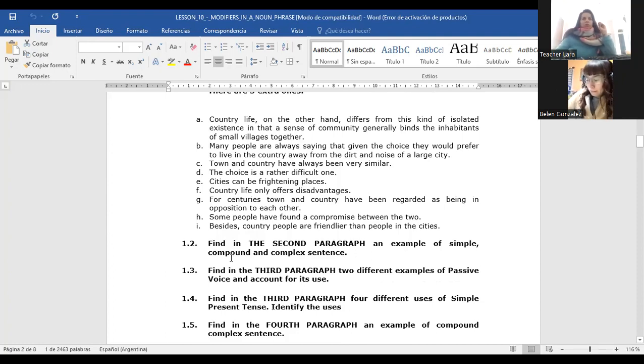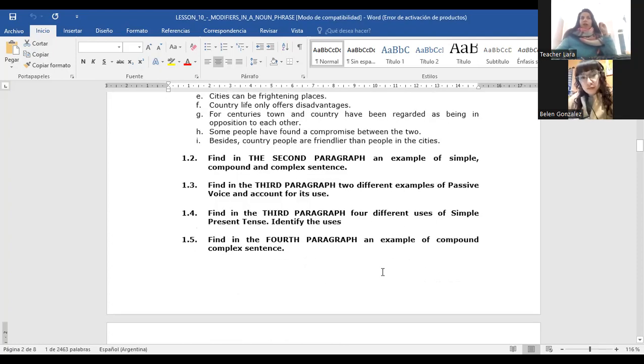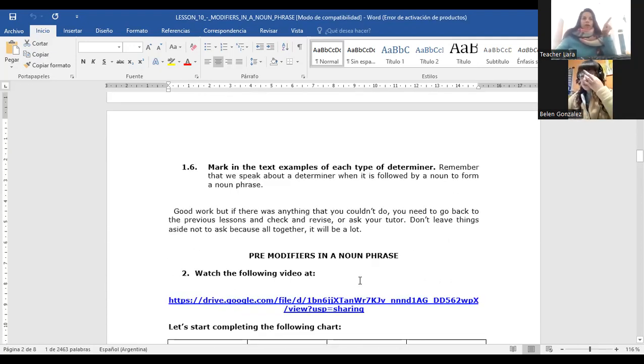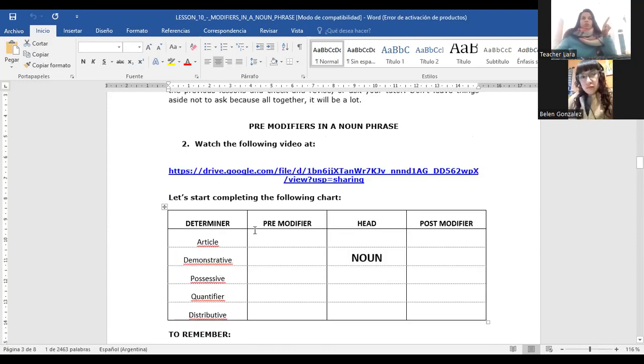Then you have to find examples of simple, compound, and complex sentences. You have to find examples of passive voice and account for its use. It's a kind of integration activity, so we are not going to complete that today. We are going to start with pre-modifiers.